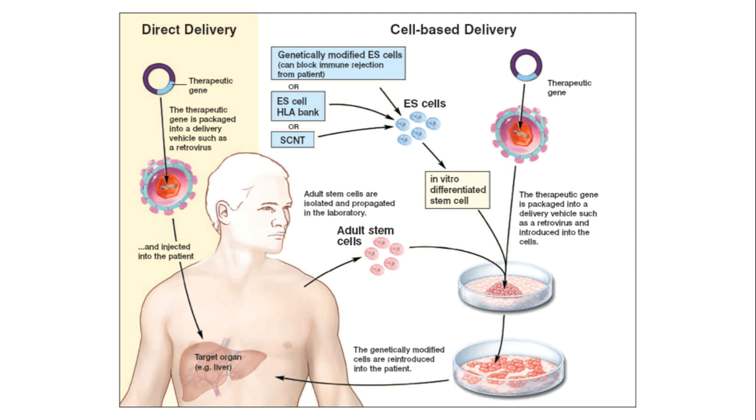So here we can see just how these stem cells might be used. We can see that the gene can be inserted as a retrovirus and then introduced into these stem cells, which are then reintroduced into the patient. Or we can see the direct delivery, which is injecting that virus with the therapeutic gene straight into the liver. So we have the direct delivery and the cell-based delivery here.